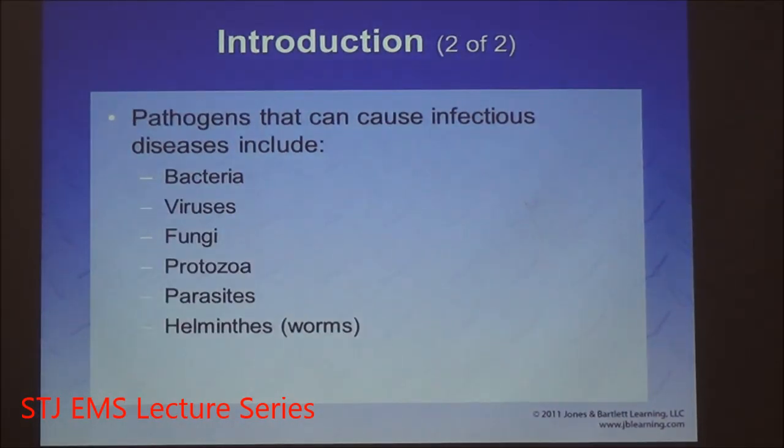And there are different pathogens that can cause these infectious diseases. Common ones are bacteria and viruses, but we also have fungi, protozoa, living organisms. There are stories of protozoa in pools, like brain-eating amoebas. I mean, there are some nasty things out there.